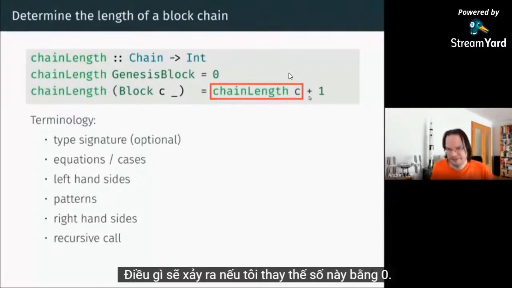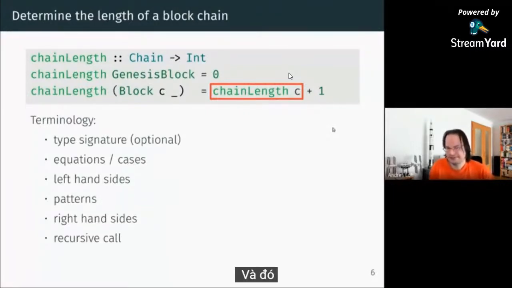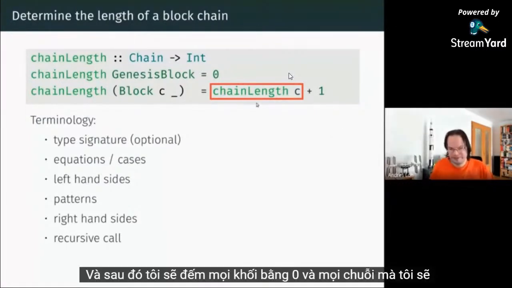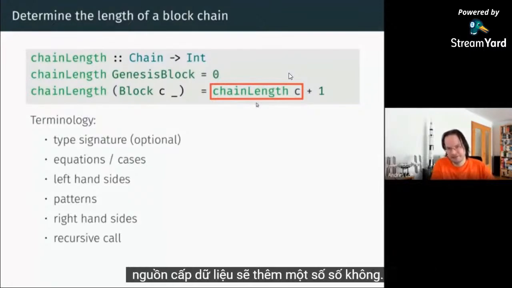What would happen if I would replace this 1 with 0 instead? Yeah, then the output would be always 0, exactly. Then I would count every block as 0, and every chain that I would feed it would add up a number of zeros. The end result would still be 0.